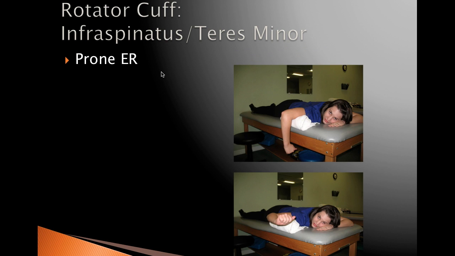Okay. The other exercise that we talked about was prone external rotation. Of course, if the patient can't get to 90 degrees, this is going to be tough to do. But you see her here. You see the nice towel holding her in neutral horizontal abduction, and the patient just externally rotates. And again, you start out with the weight of the arm, and you progress slowly.